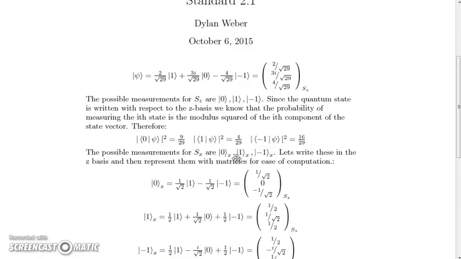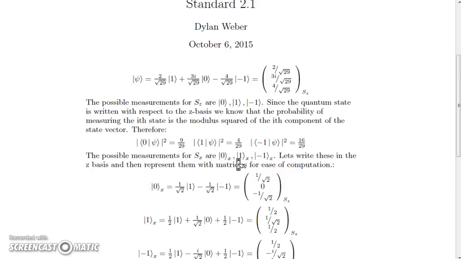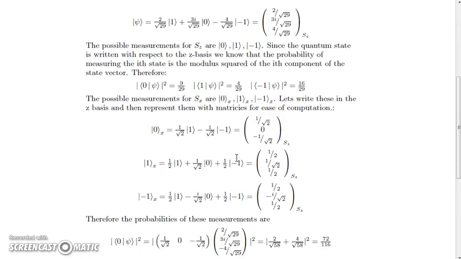So then they ask us something a little trickier. They ask us what the possible measurements for Sx, so the spin in the x direction, are, and then to compute the probabilities. So again, the 3 possible measurements are 0, 1, and -1, except in the x direction. So we want to be able to compute the probabilities. We're going to want to rewrite these in terms of the z basis.